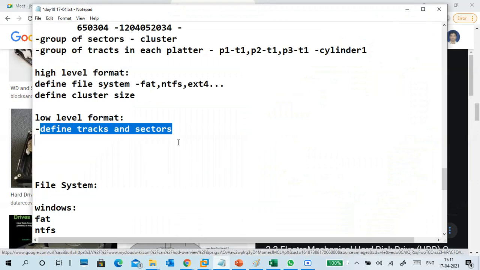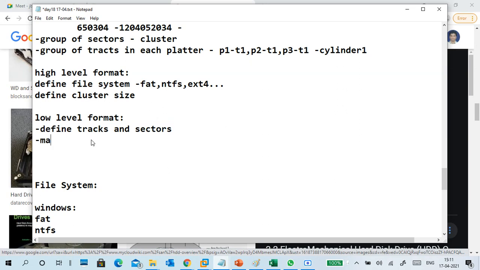Okay, defining tracks and sectors on your platter. So how to draw all these things? Who will do this one? The manufacturer will do it, the hard disk manufacturers only. So the disk manufacturer will do this low level format.